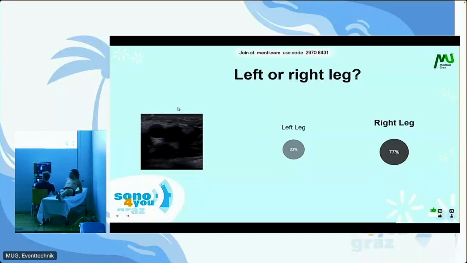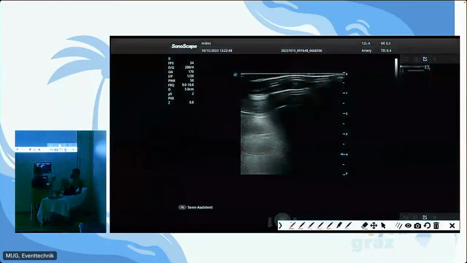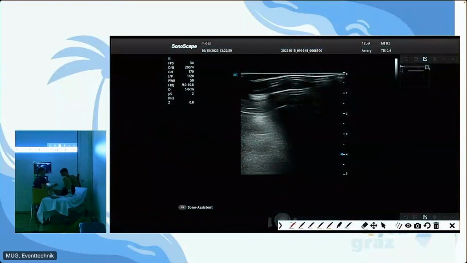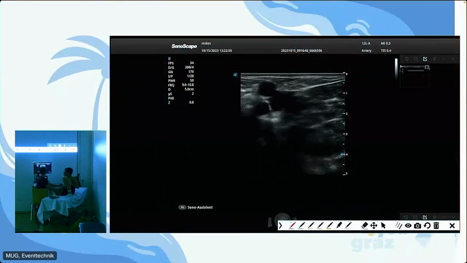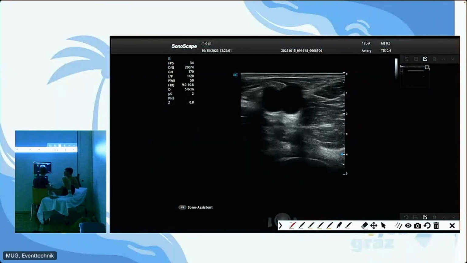Okay, it's a trick question. You can't say it from this image, and we're going to see why. If you tune to the live image, because you don't know where the probe marker was facing on the patient, Julian is now going to scan the right leg with the probe marker laterally, so that we get the image that we just saw.